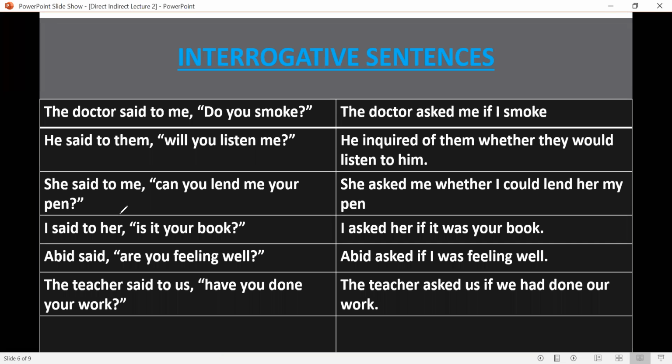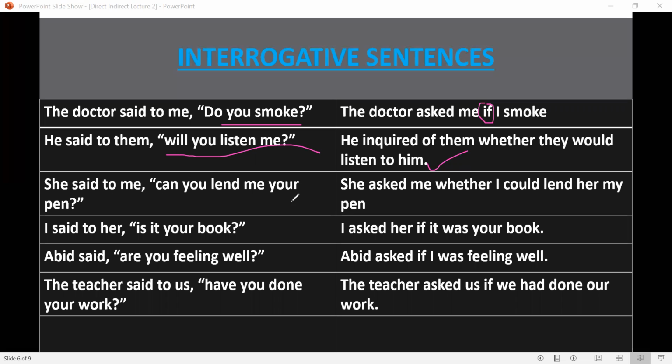Now, look at these sentences. The doctor said to me, do you smoke? The doctor asked me if I smoke. Do you smoke? We simplify it: you smoke. And the question is here in if. He said to me, will you listen to me? He inquired of them whether they would listen to him. First simplify the question: you will listen to me. Then change the tense of the sentence. First simplify, then change the tense.